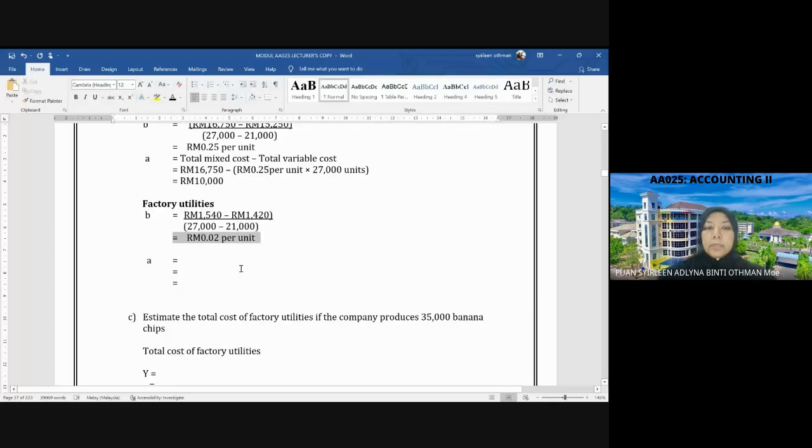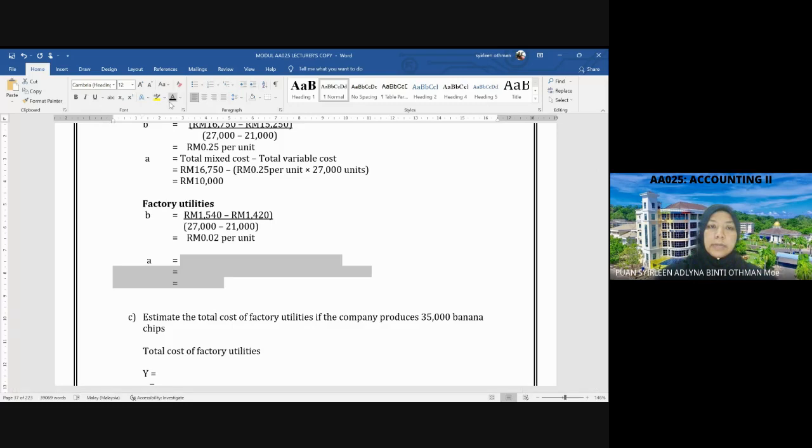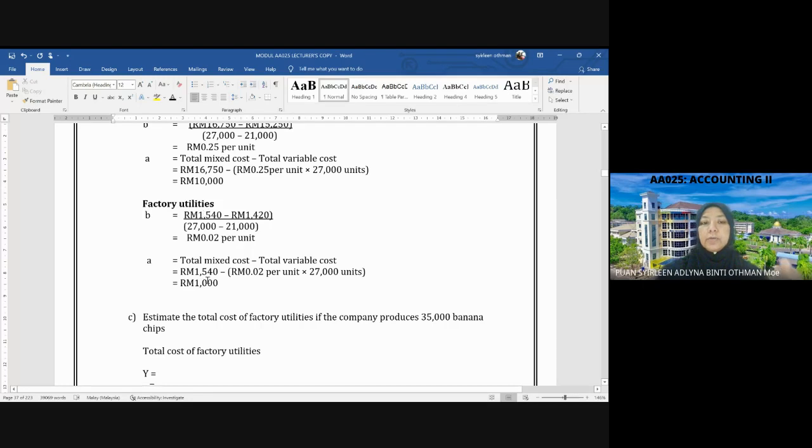Okay, so now I can use this nilai and I boleh pick either my lowest atau my highest point tadi untuk kira A pula. Okay, so nak kira A sama macam the one that we did in the wages and salaries just now. So kita akan dapat A dalam factory utilities tu ialah 1,000. Okay, sampai sini you boleh follow saya ke? Boleh follow. Yeah.